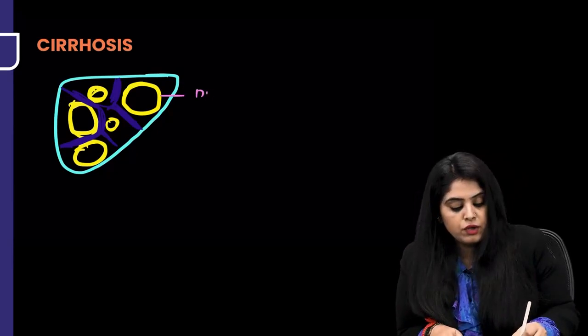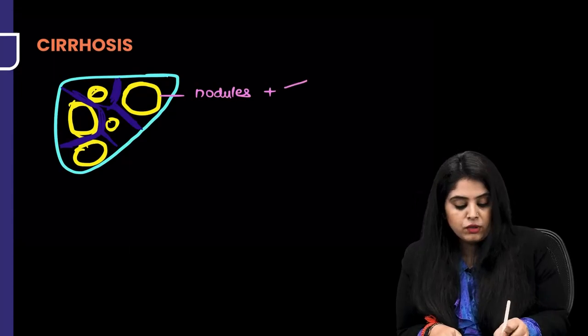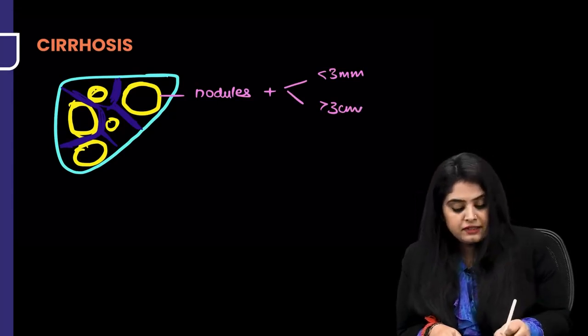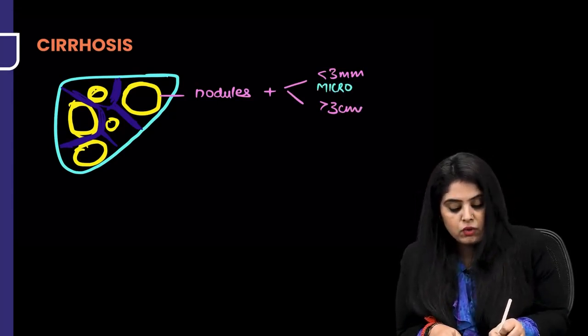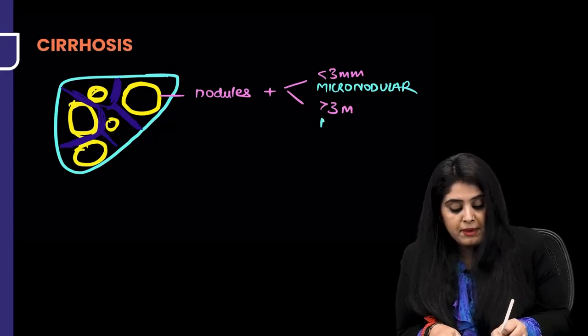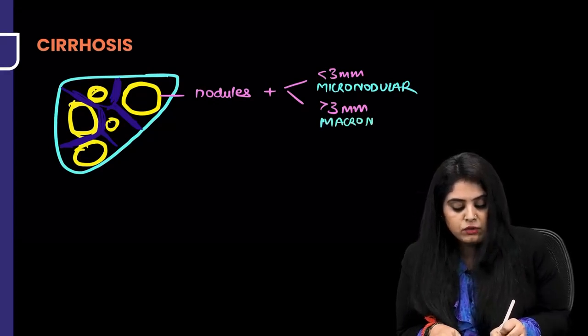When we are talking about cirrhosis, this is nothing but nodule formation. Nodules are going to be formed. These nodules can be less than 3 mm or they can be more than 3 mm. If they are less than 3 mm, we call it micronodular cirrhosis. And if they are more than 3 mm, then we call it macronodular cirrhosis. So repeating, the micro versus macro cutoff is going to be 3 mm.